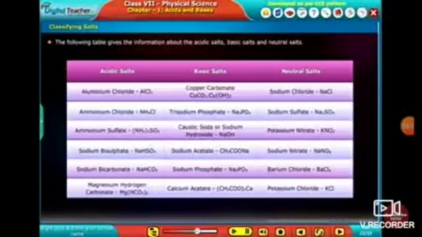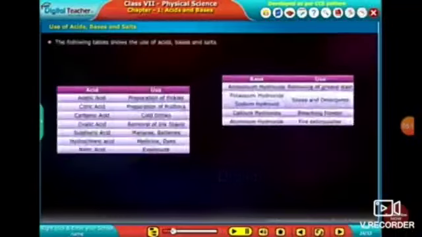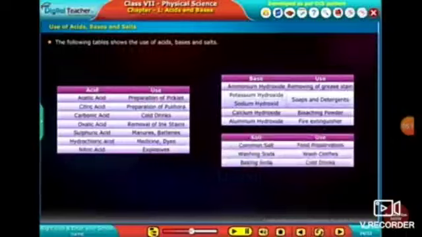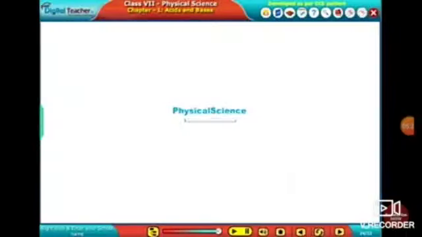The following table gives information about the acidic, basic and neutral salts. These are the acids, bases and salts given here.